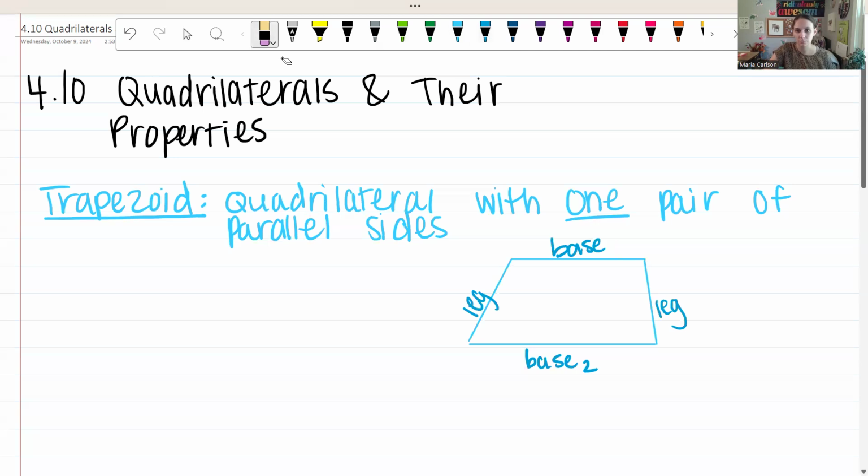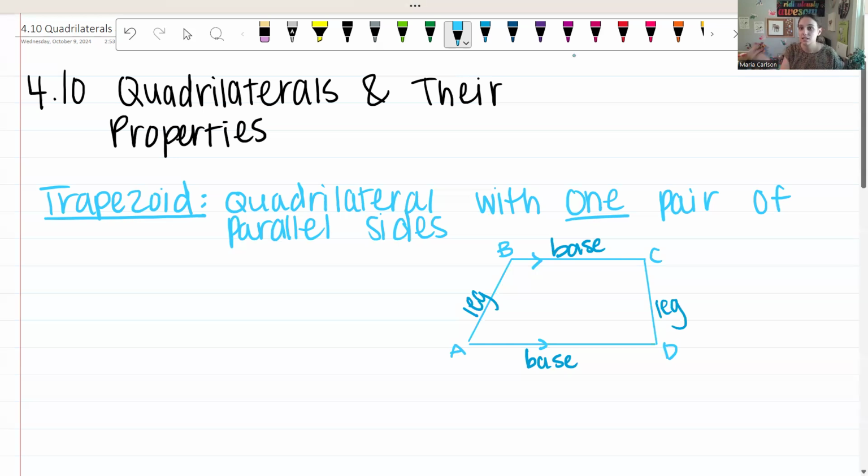I'm going to label it as base and base. We'll talk about base one versus base two later on. So the bases are parallel. So let's draw those parallel sides in here. This is A, B, C, D. So BC is parallel to AD. These are these two parallel bases.